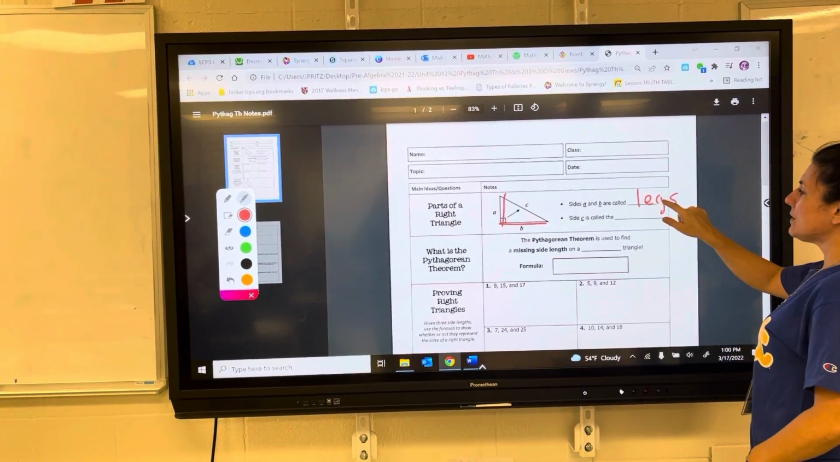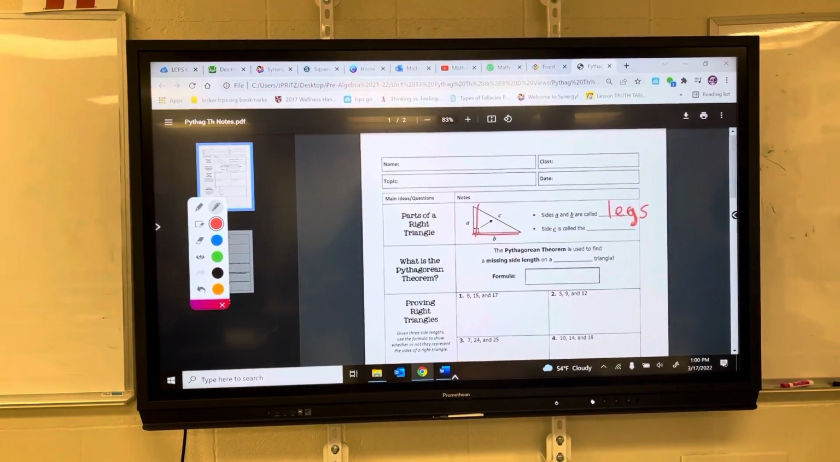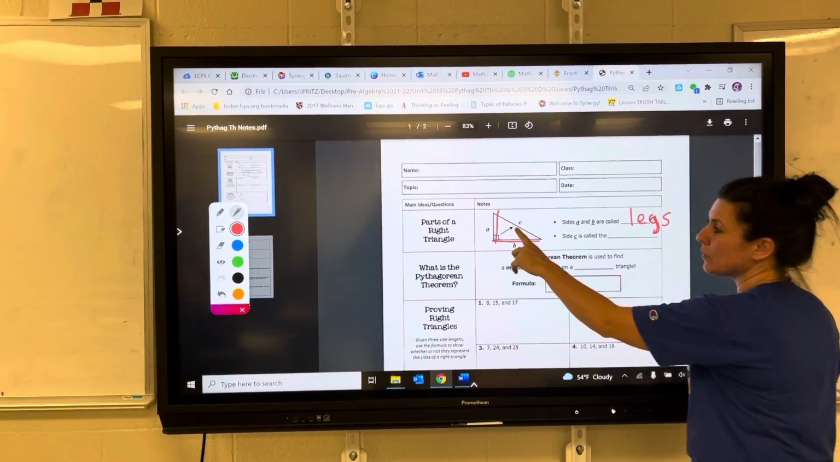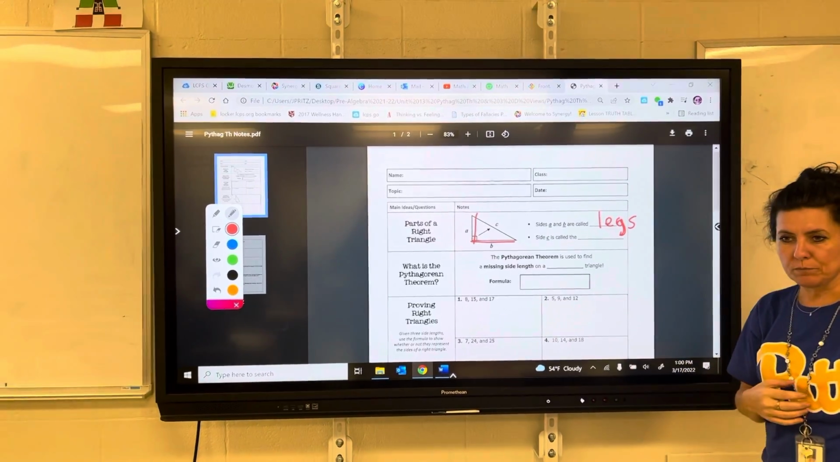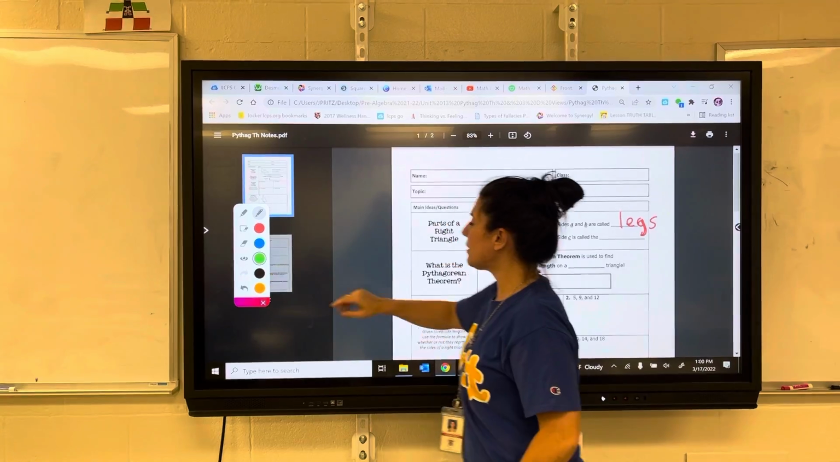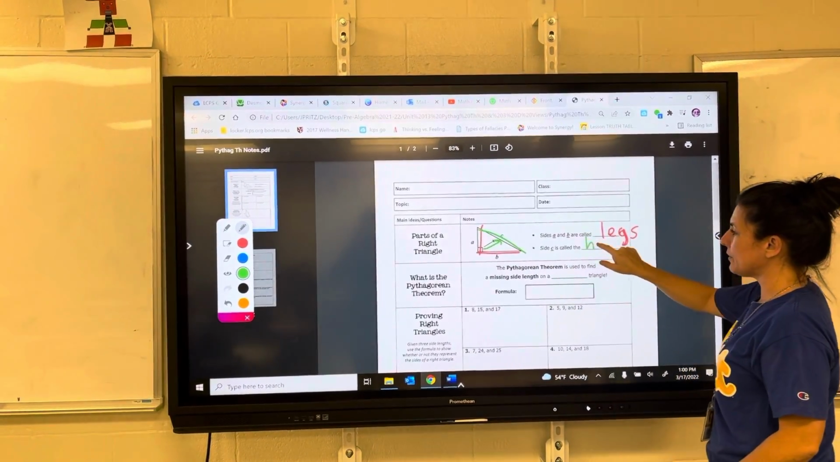The A and the B side are interchangeable, meaning if you said the B side was the A side and I said the A side was the B side, they are interchangeable. So you can call this A or B, you can call this A or B. The C side is the part that is directly across from the 90 degrees. This C side is called the hypotenuse.